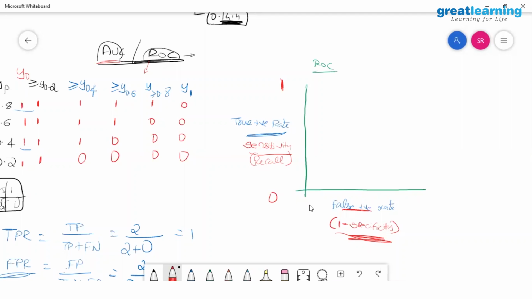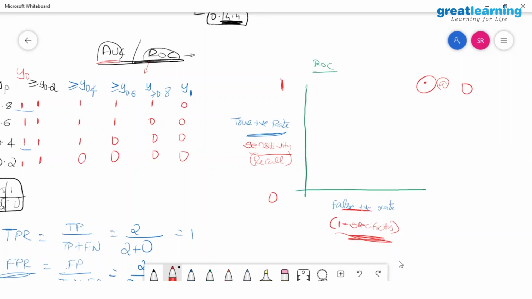Here? I'm not able to see. Okay, you're not able to see my screen. Now I'm not able to see the point. Okay, I'm sorry. So this is where the threshold is at 0.